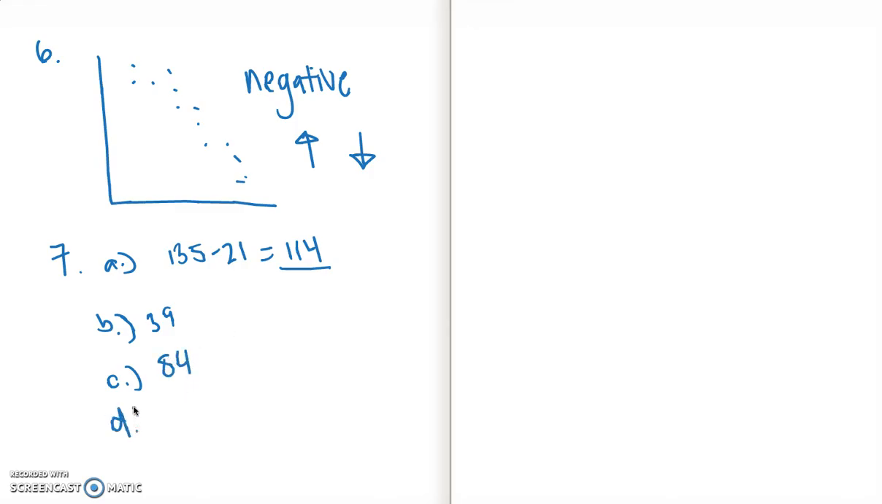And D, out of 240 people surveyed, what percentage of women wanted SUVs? So that would be 135 out of 240. And then just put that in our calculator real quick. And that's going to be about 56%.